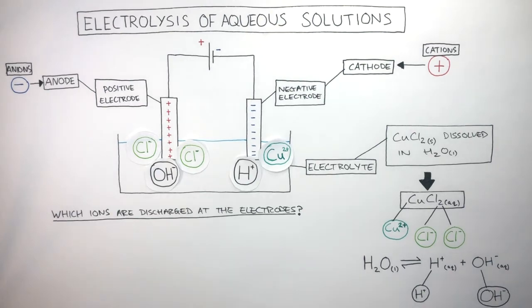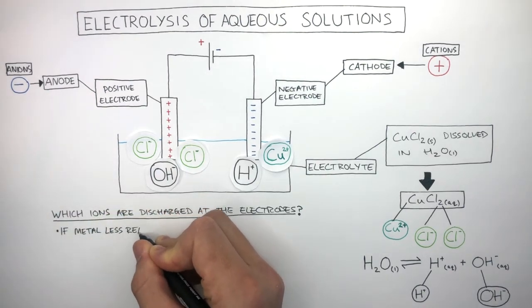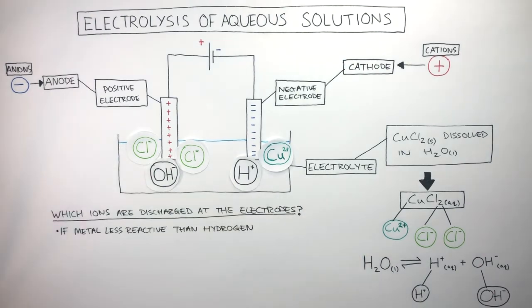The first rule is, if the metal is less reactive than hydrogen, it will be discharged. Remember, hydrogen is always in the solution as it comes from the ionized water. So just ask yourself, is the metal more or less reactive? If it is less reactive, it will be discharged. If it is more reactive than hydrogen, then hydrogen will be discharged instead. The least reactive metal will be discharged if there is more than one metal ion within the solution.